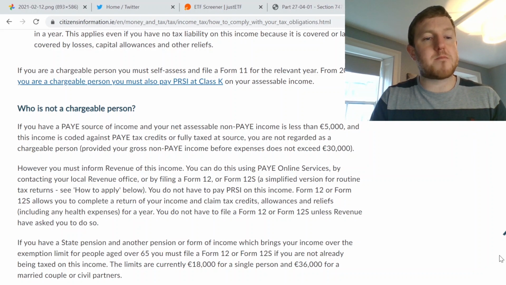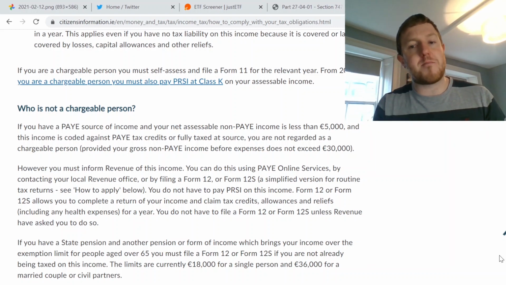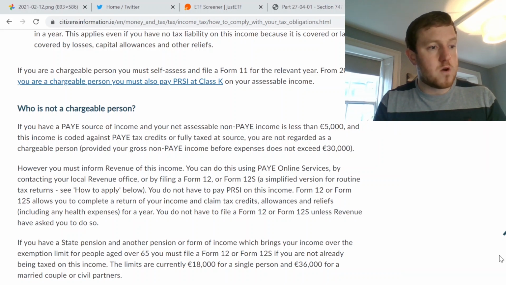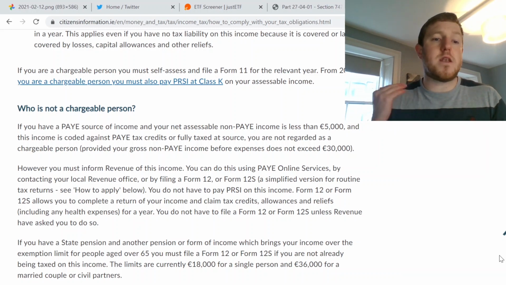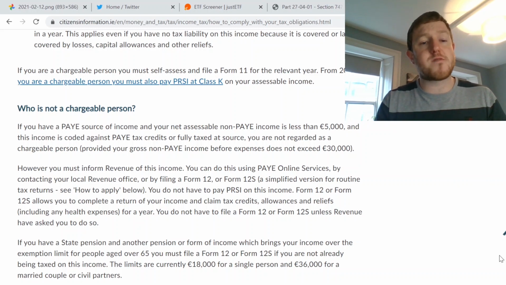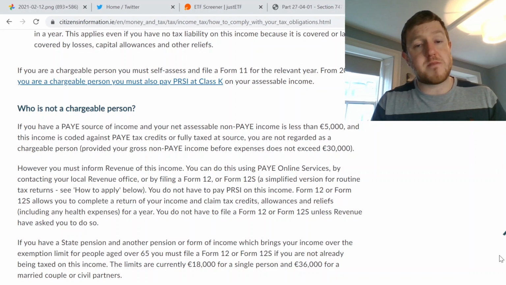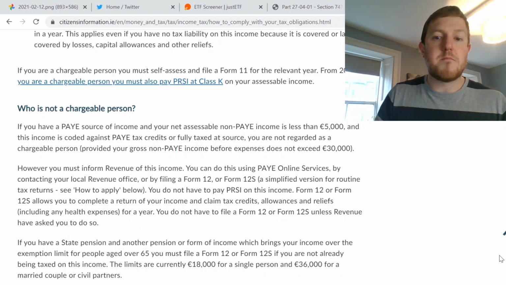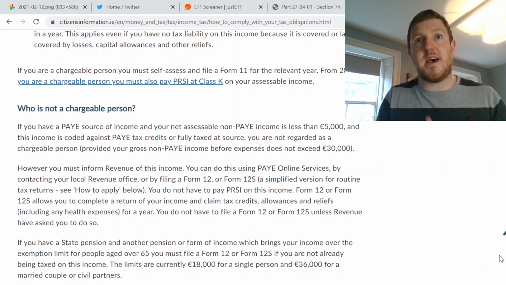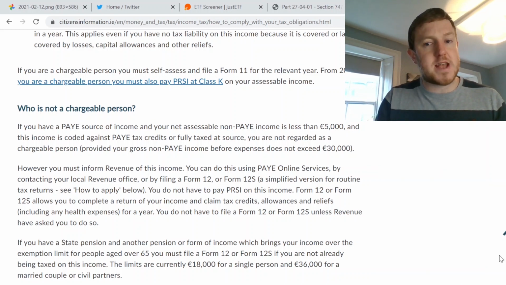So briefly now, I just want to explain what the difference is between a chargeable and a non-chargeable person. This is important because it will decide what form you actually use when you're doing your annual tax return. A non-chargeable person is somebody who earns most of their income from a PAYE job. So all of your income is basically coming from your job, and you have non-PAYE income of not more than 5k. That 5k is net. So say, for instance, you have 10,000 of rental income, but you also have expenses of say 6,000. That would be only a net of 4, so you would still be a non-chargeable person in that case.